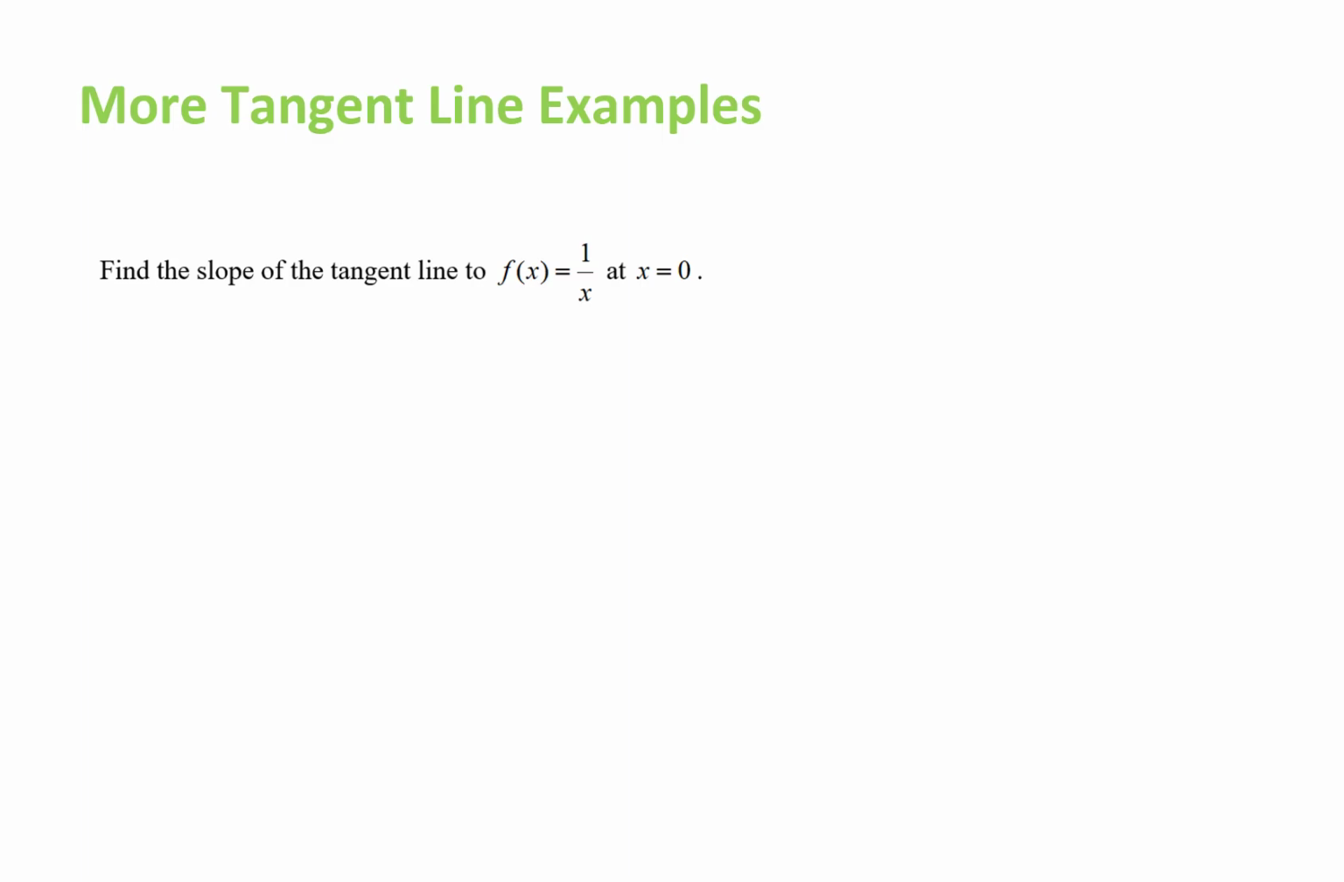Okay, we're going to do a few more examples of finding slopes or other things with tangent lines to curves. And again, there may be more than one way that you know how to do this problem, but we're going to focus on doing this using the definition of the slope of a tangent line. Okay, so the first thing that you want to do is make sure that you know the definition.